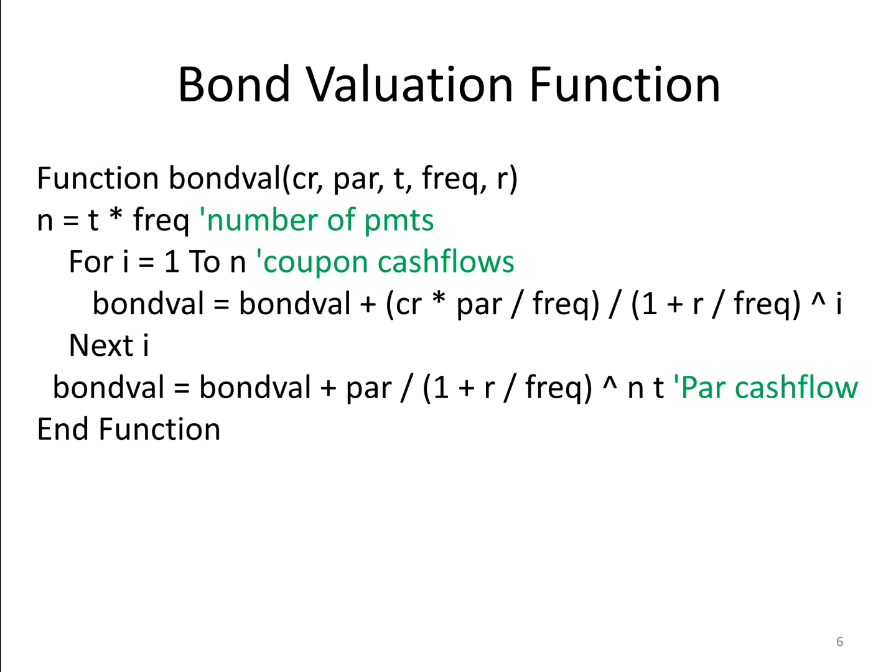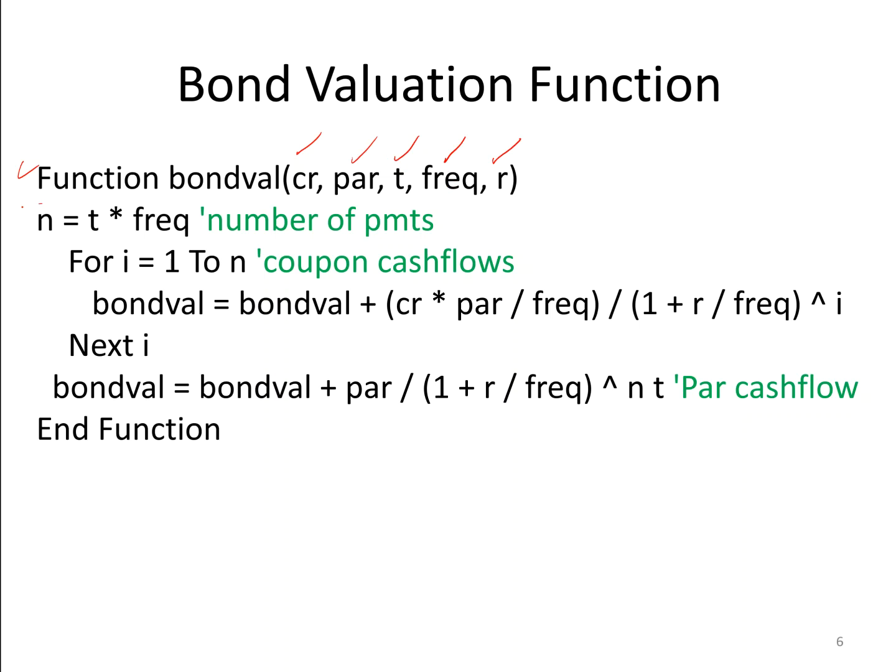Now I've written a function for this, which is actually found in the textbook if you want more information about it. I've modified this function a little bit, but let's look at this function. This function is called bondval. It has 5 parameters: the annual coupon rate, the par amount, the maturity in years, the frequency of payments per year, and the discount rate.